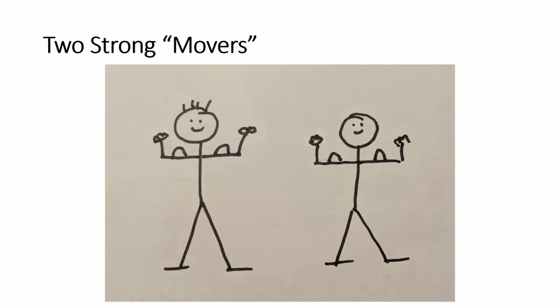Another analogy I use is this moving analogy. So here are 2 strong movers. Sometimes I tell my students that this is my brother and me, and I ask them which one is which. And obviously they see me and they can tell that I'm the one with hair, and my brother doesn't have as much hair. So we're both strong movers, and we're ready to help. We're ready to help move big pieces of furniture.